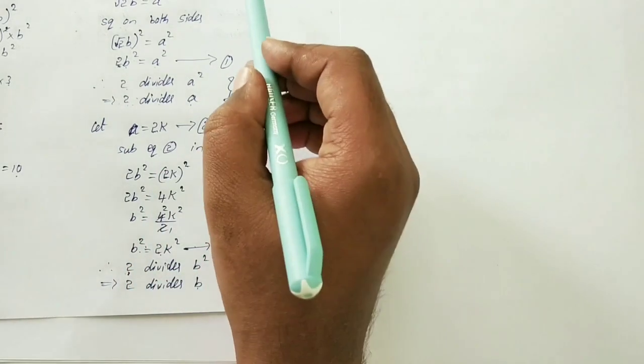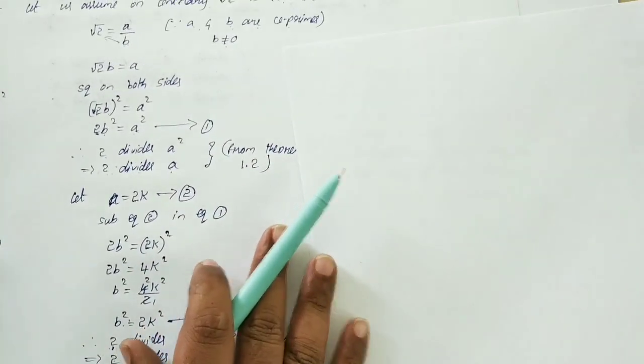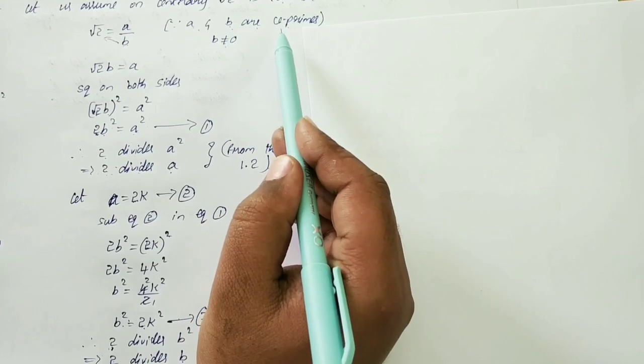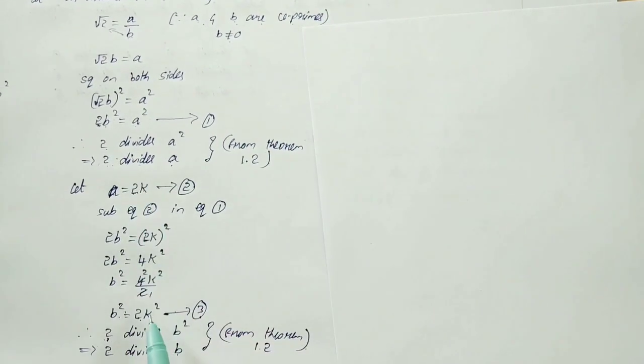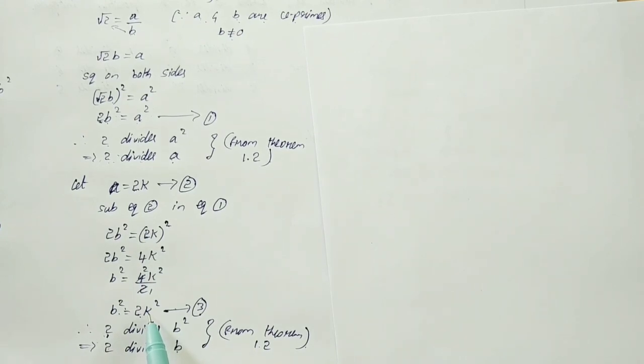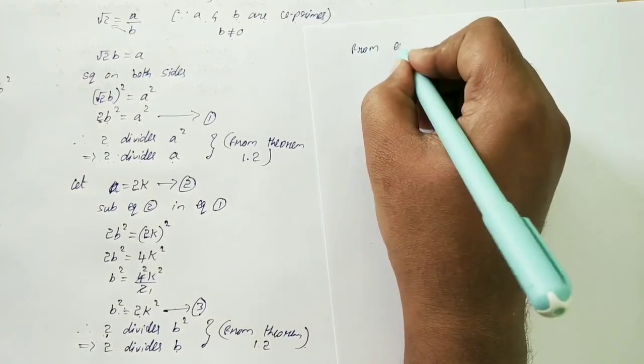So what is our condition? a and b should be co-primes. That means a and b should have, what is our assumption? a and b should be co-primes. That means a and b should have common factor 1. But from equation 1 and 2, we came to know that a and b have common factor 2, which is false to our assumption, right? So root 2 is irrational.